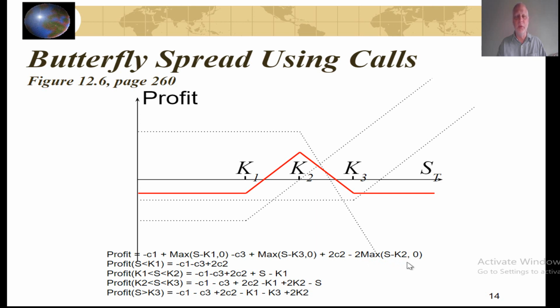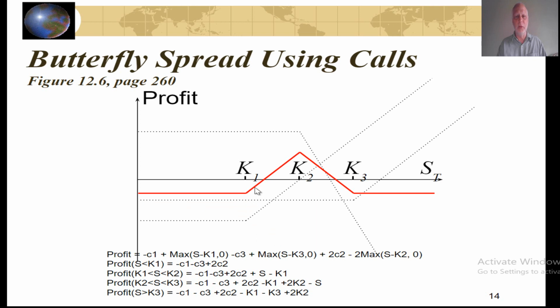As in our past lectures, we will now split up this profit equation into multiple different sections, in this case 4 of them: the region S less than K1, the region S, the stock price, between K1 and K2, the region S between K2 and K3, and the region S above K3. If we are below K1, then none of the calls are in the money, so all of these maximum terms yield a 0, and we're just left with minus C1 minus C3 plus 2 C2. So this negative down here is our maximum loss.